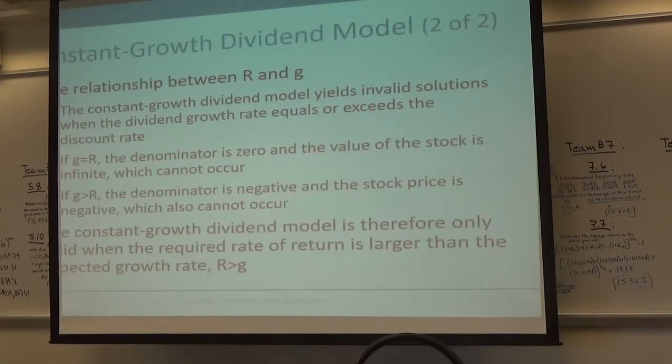The relationship between R and G. The constant growth dividend model yields invalid solutions when the dividend growth rate equals or exceeds the discount rate. If G equals R, the denominator is 0 and the value of the stock is infinite, which cannot occur. If G is greater than R, the denominator is negative and the stock price is negative, which also cannot occur. The constant growth dividend model is therefore only valid when the required rate of return is larger than the expected growth rate.